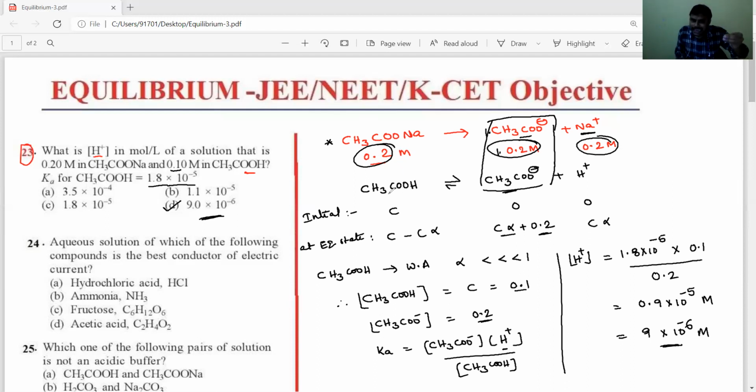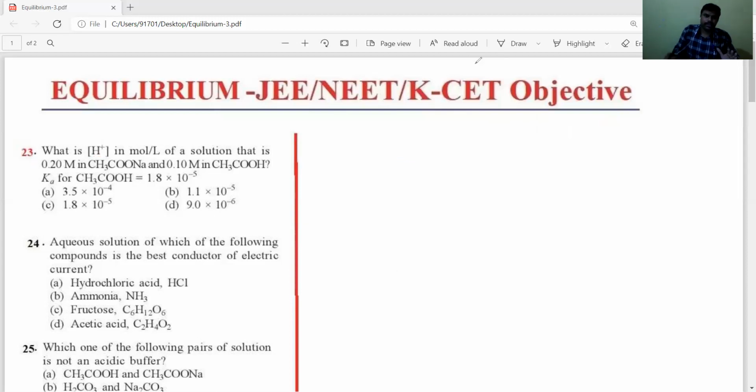And acetic acid is a weak acid, and its degree of dissociation alpha is almost zero, negligible. That's why the acetate concentration, C alpha plus 0.2, we have to consider as 0.2 only, and in that case the H plus ions concentration is equal to 9 into 10 to the power of minus 6 molar. So the answer is D option. Okay, students, this kind of question is very, very important. Okay, let's go for the next question, dear students.